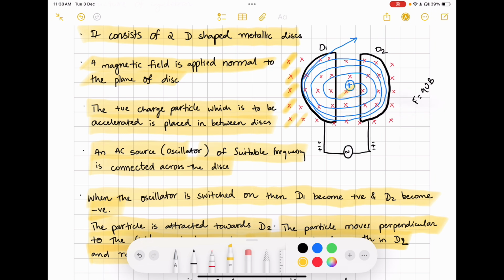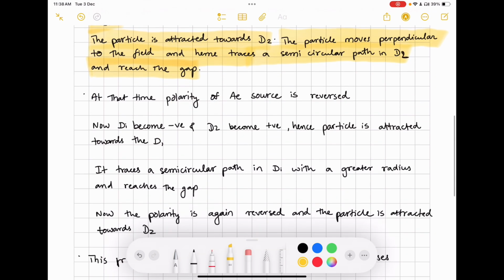Immediately when the charge reaches the gap, the polarity of the oscillator is reversed. That is, at that time, the polarity of the AC source is reversed. Now D1 becomes negative and D2 becomes positive, so the particle is attracted towards D1, and it traces a semicircular path in D1 with a greater radius and reaches the gap again.